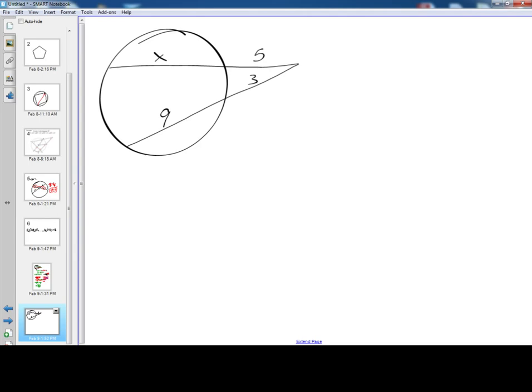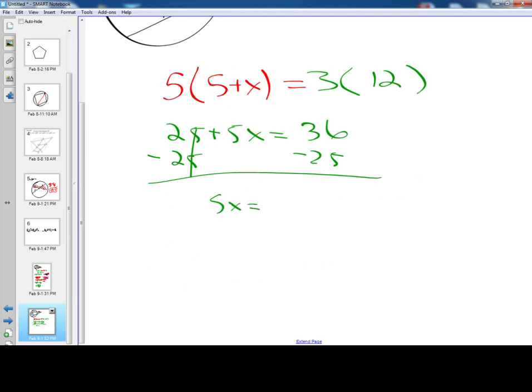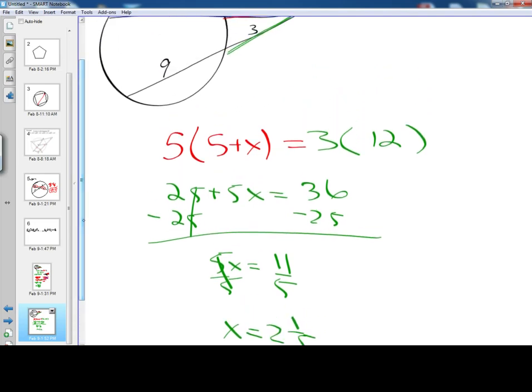Thank you. So I'm going to start with the outside piece, which is 5. That's going to get multiplied by the whole thing, which is 5 plus x. That's going to be equal to the outside piece, which is 3, times the whole length of 12. So there's my setup. This is going to give me 25 plus 5x is equal to 36. Subtract 25 from both sides. That's gone. I got 5x is equal to 11, divide both sides by 5. Therefore, x is 2 1/5. And you're done. That's it. That's exactly it.